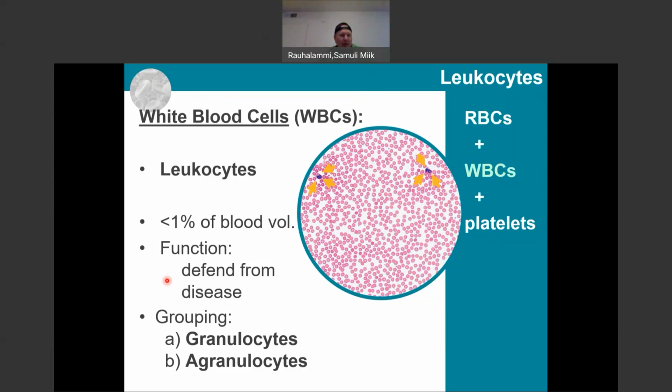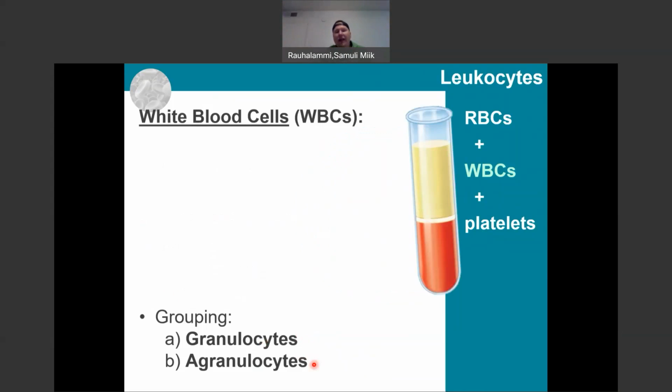the easiest way to go through them is to separate them into 2 groups. Granulocytes, which means that we see clear, obvious granules in the cytoplasm of this type of white blood cell, and agranulocytes, which have a cytoplasm that's less distinctively granulated. So it's smoother in appearance. So let's have a look at these white blood cell types.